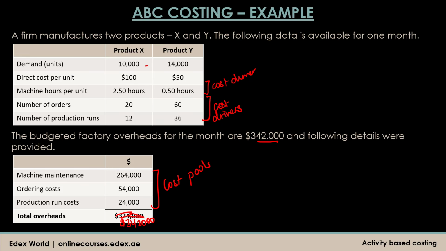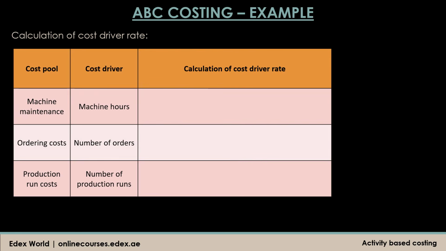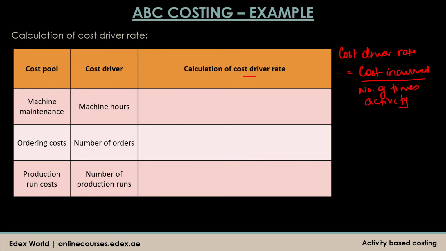Now we will try to first calculate the cost driver rate using this given information. The formula for cost driver rate is equal to the cost incurred for any particular activity divided by the number of times the activity is taken or is conducted, or the number of times the activity has taken place.